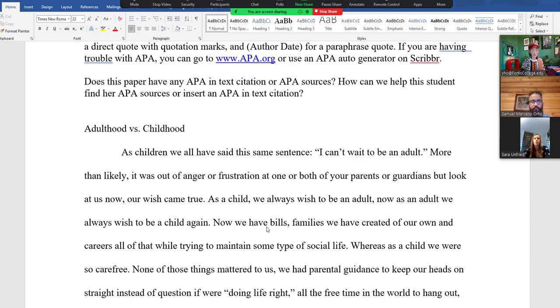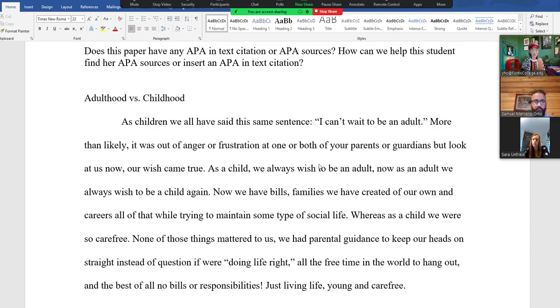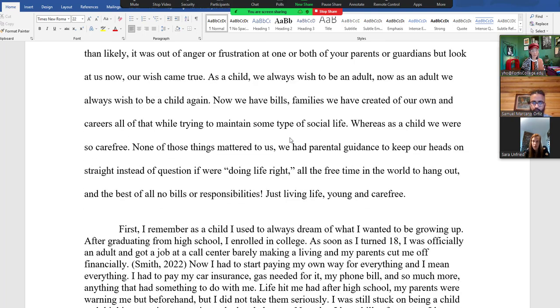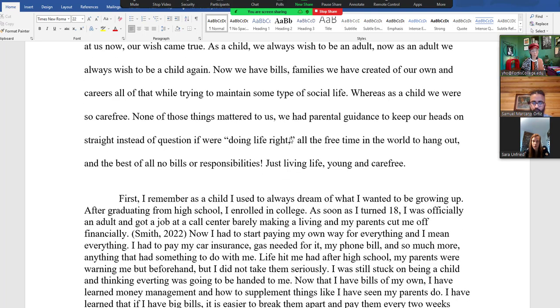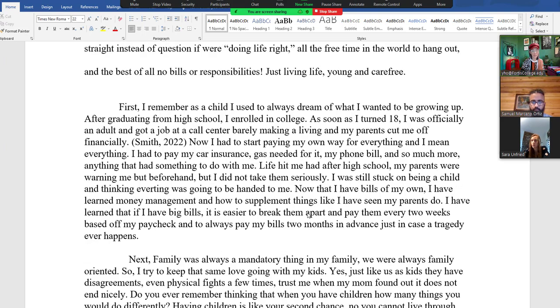Let's see. So here, "I can't wait to be an adult." You notice that there's not one APA citation here. Where would you put an APA citation in any of this? When do we use APA? Like when we're citing things, uncommon knowledge, dates, times, percentages. Exactly. So here, "As soon as I turned 18, I was officially an adult."